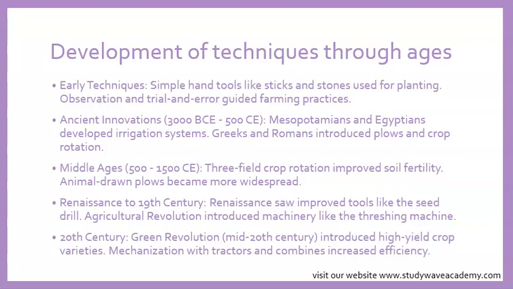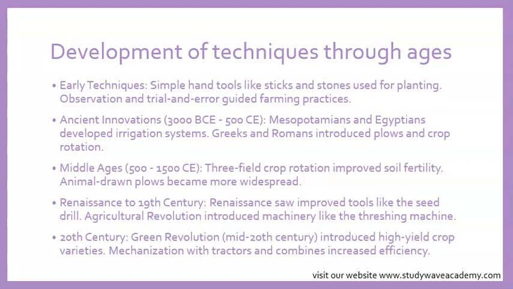And then in the 20th century, the Green Revolution introduced high-yield crop varieties. Mechanization with tractors and combines increased efficiency. So in the 20th century, the Green Revolution brought better plant types, and tractors and machines made farming easier. Over time, farming got smarter with new tools and ideas, making it easier and more productive. Do you understand?